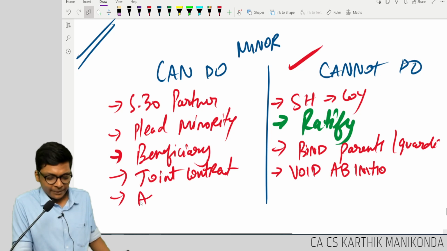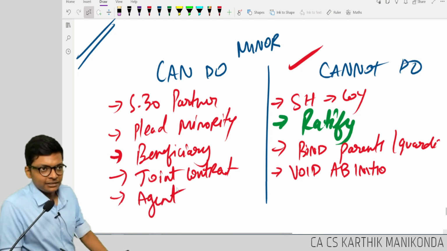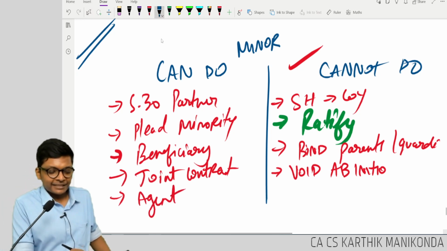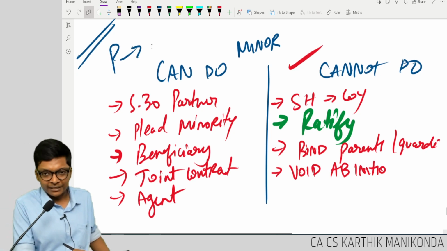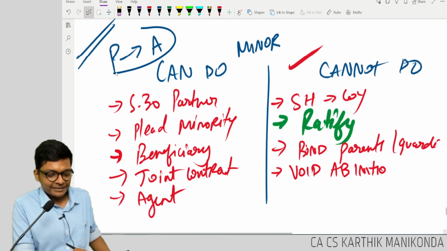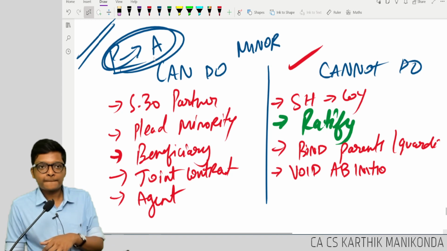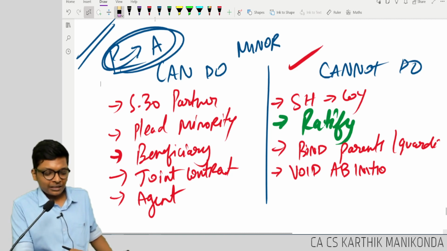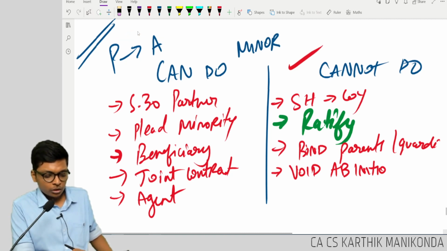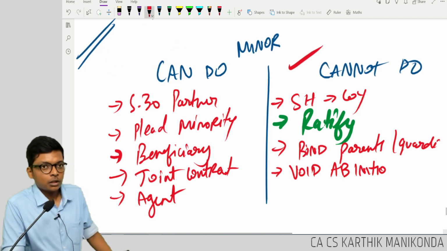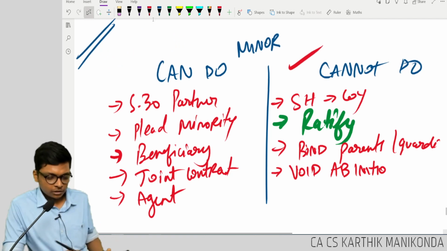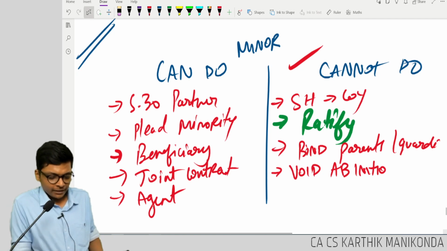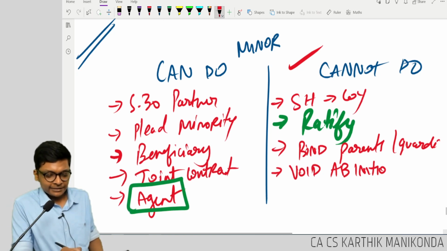Okay. A minor can be an agent. That means, why can a minor be an agent? I'm hoping everybody knows what a principal-agent relationship is. Can you give me an example for principal and agent? Banker and customer. Something else easy for us to know? Okay. Something which you can connect. Okay. See. Let's take an agent.